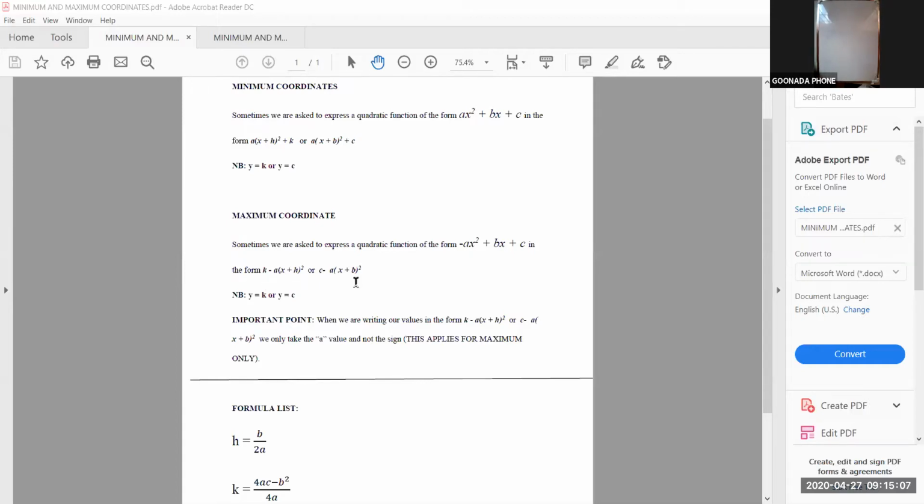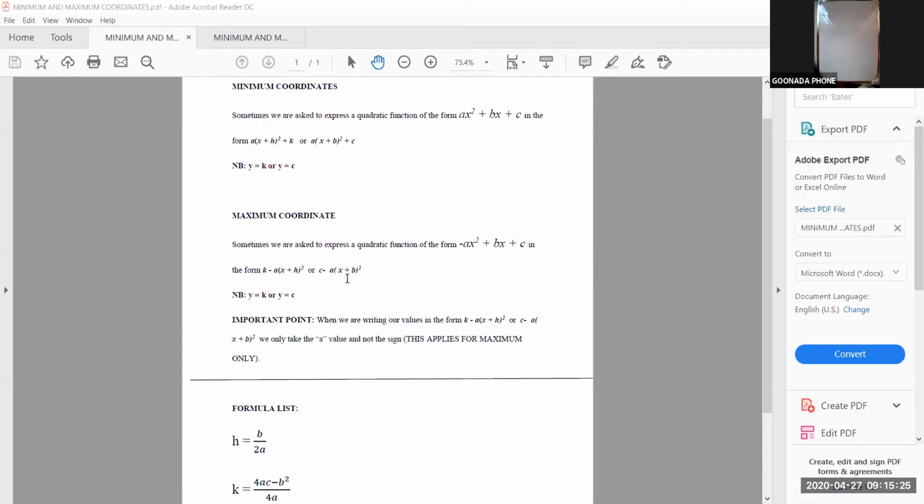Okay, in this case, it will tell you that it's a maximum coordinate, and you are asked often to express it in this form. Now, I've never seen maximum coordinates come in the past papers. They only bring minimum coordinates, right? So be mindful of that. But you still have to know maximum coordinates because you never know, you all might be the unlucky ones. So again, in this case, y is also equal to k, and y is equal to c if we are using this one.